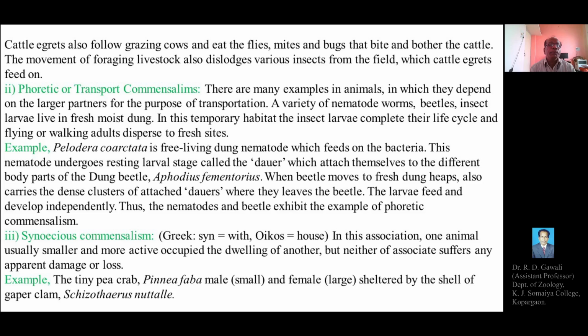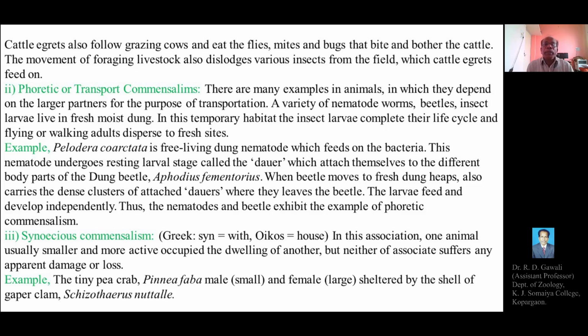For example, Pelodera correctata is a free-living dung nematode which feeds on the bacteria, and this nematode undergoes a resting larval stage called dauer, which attach themselves to the different body parts of the dung beetle.